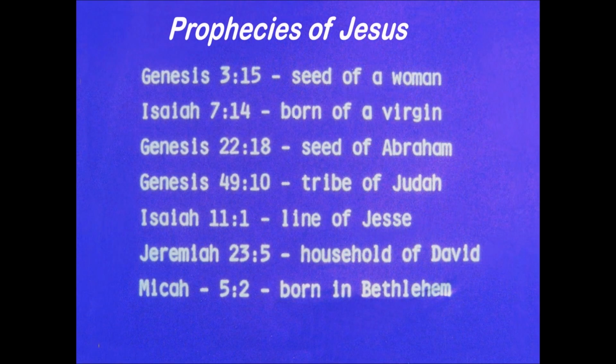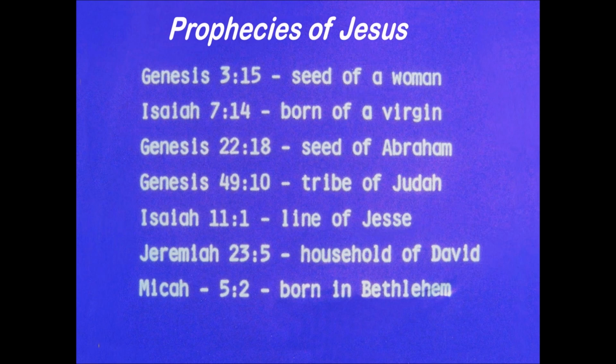The birth of Jesus brought the fulfillment of many scriptures from the Old Testament. Fulfilled prophecies is a key concept. From the first messianic promise in Genesis chapter 3, verse 15, it was made known that the Messiah would be born of the seed of a woman. Isaiah chapter 7, verse 14, adds that he would be born of a virgin.